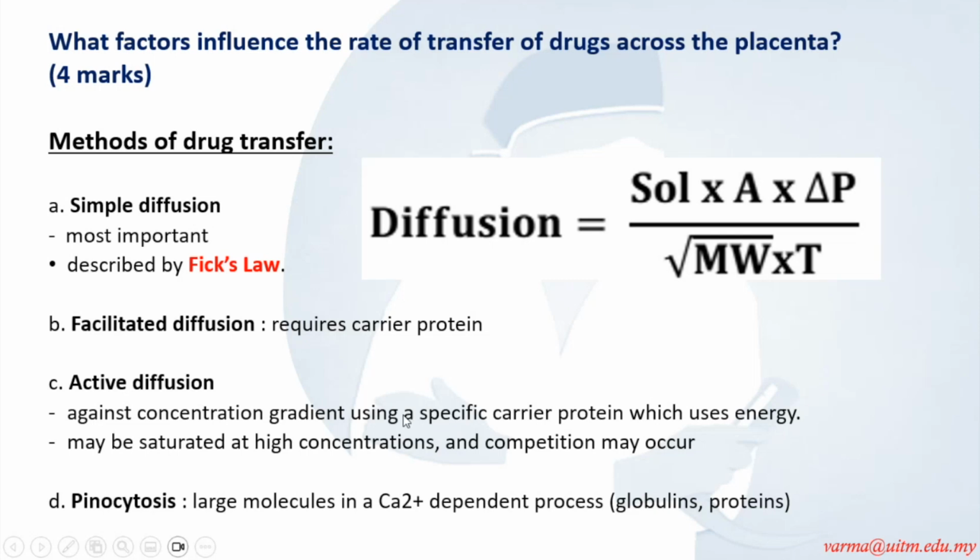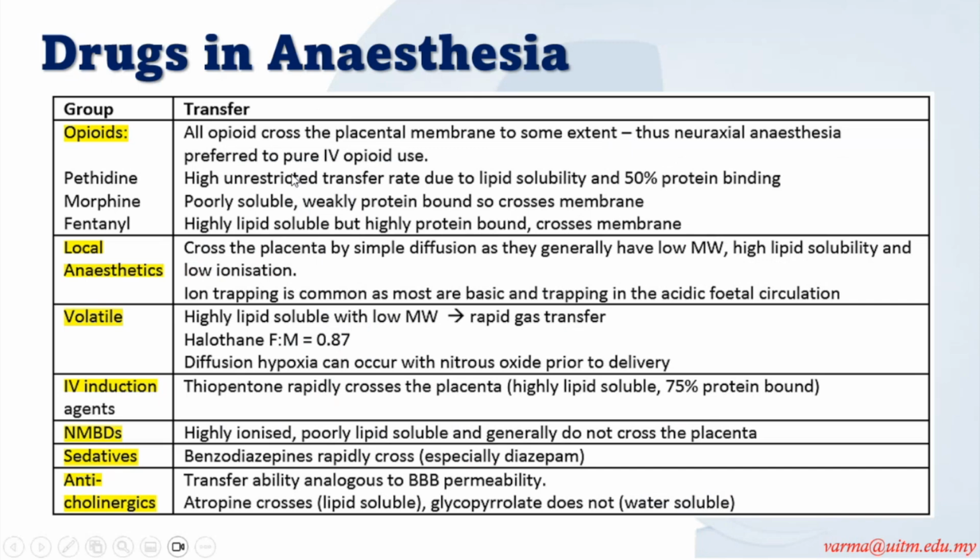Again, this is just the outline. You're going to make your own template based on that. Okay, but the scheme or template is going to be like this. So drugs in anesthesia, Matthew Ho, he has summarized this. He has talked about the common drugs in anesthesia. How do they cross the placenta? Opioid, mostly simple diffusion, being lipid soluble, only 50% protein bound, weakly protein bound, so unbound, so it can cross the membrane.